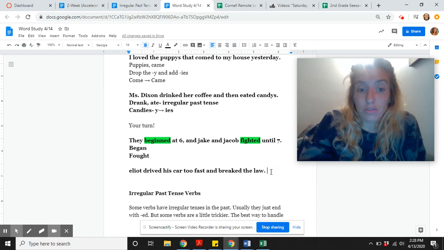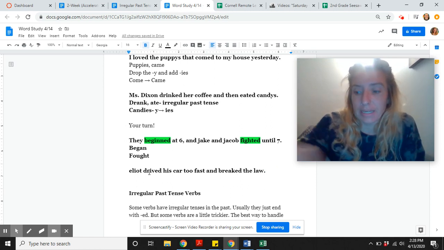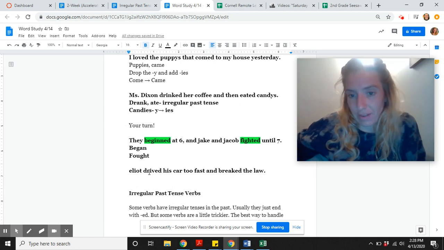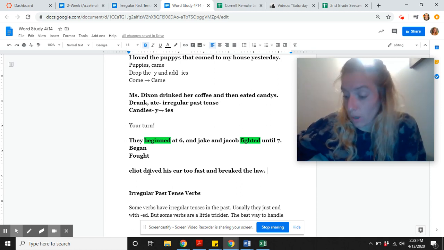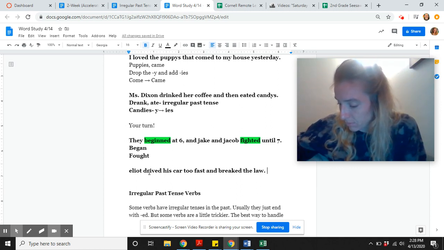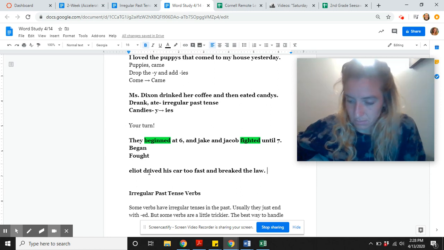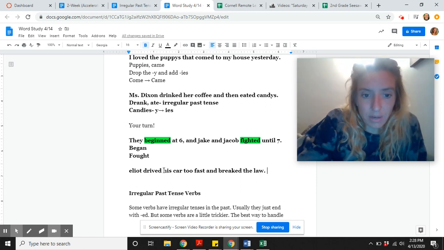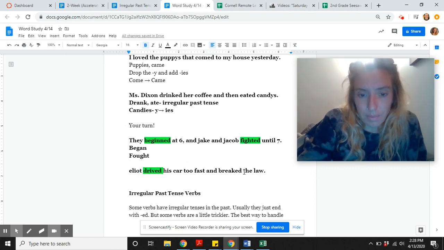All right. Elliot drived his car too fast and braked the law. Take a second to see if you can find the words that are incorrect, and then we'll figure out how to fix them. All right. Well, I know drived is not a word, so I'm going to highlight that word. Elliot drived his car too fast and braked the law. That braked is also not a word, so I'm going to highlight that as well.